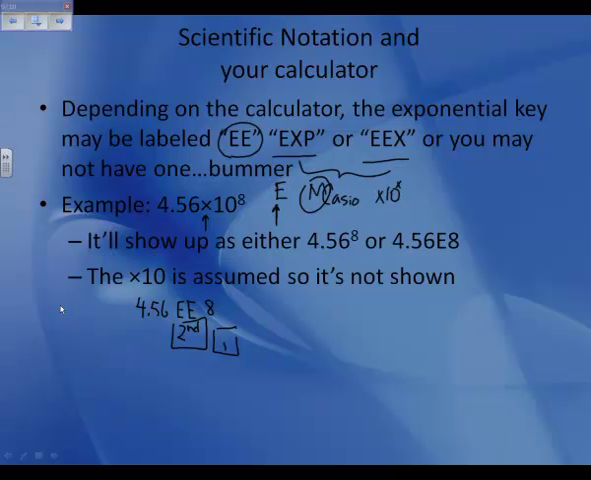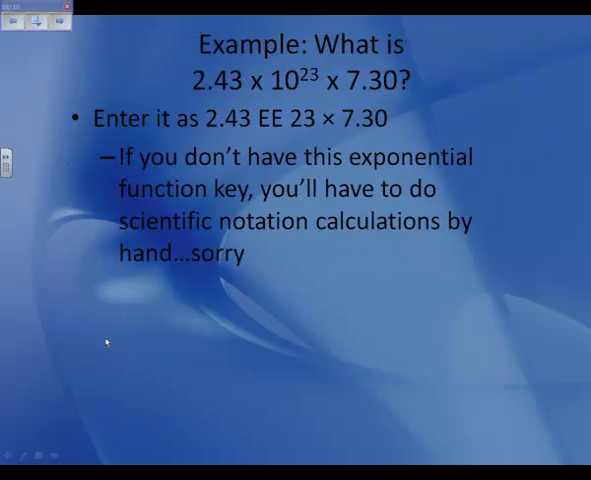All right, let's try this out. Now we're multiplying two numbers. So I want to be clear. We have this value times this value. Here's what you're going to do in your calculator. You enter 2.43. Then my EE button was, again, second, and then the comma, and then the number 23. Now we use the multiply button. That times button is your multiply button. And then 7.30, and of course, to get the answer, you have to hit enter. All of our students probably know that.